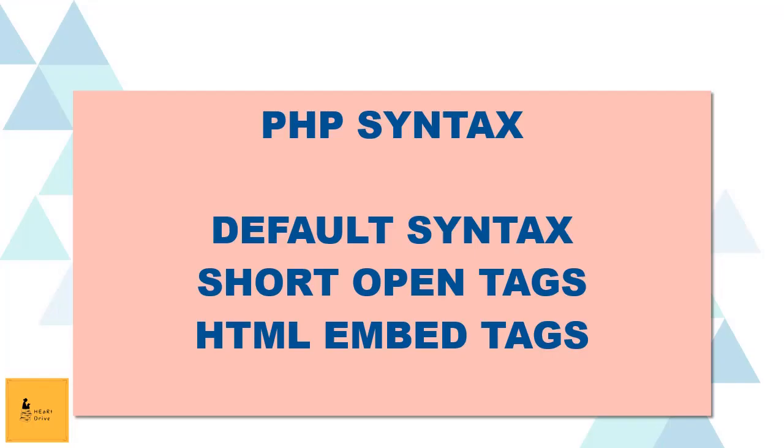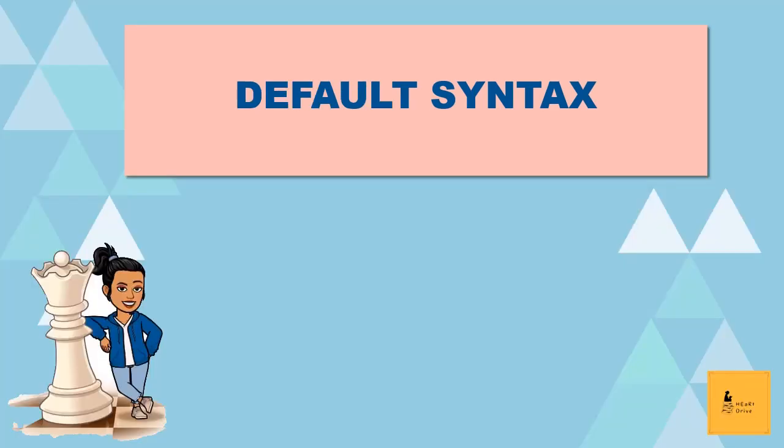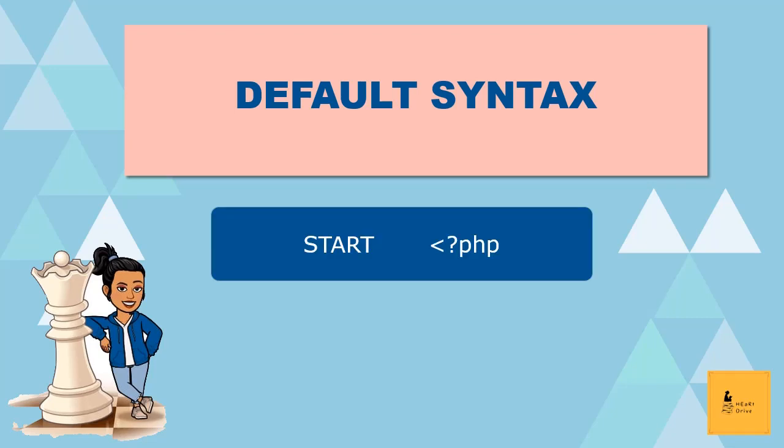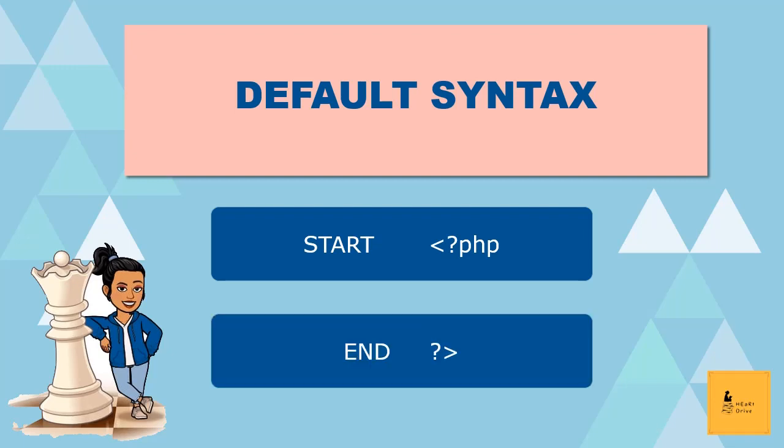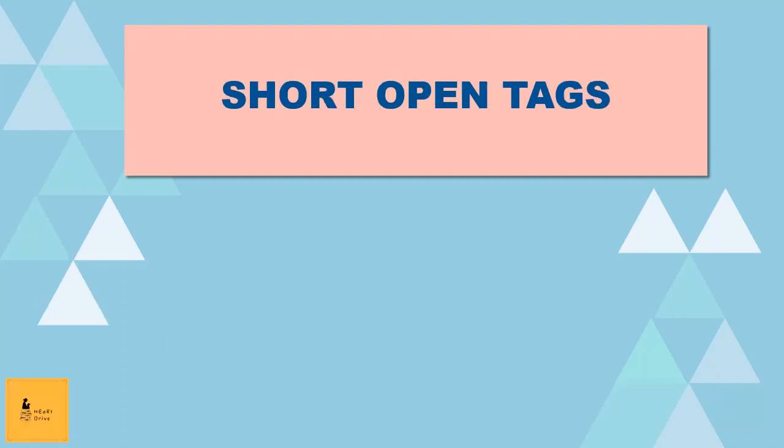Now let's see about PHP syntax. PHP coding can be represented in different types of syntax. They are default syntax, short open tags, HTML embed tags. Default syntax. When you wish to use default syntax, your coding should start with angle bracket question mark PHP and end with question mark angle bracket.